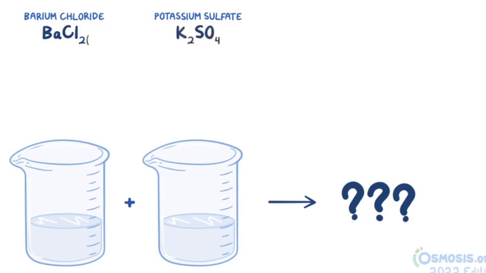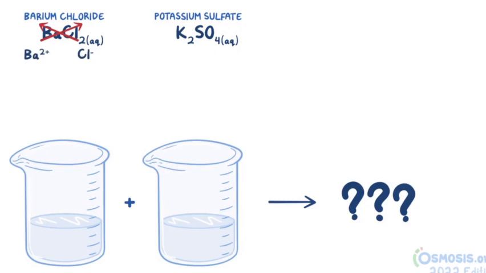Since both of these are aqueous solutions, we can write them out in terms of their constituent ions. By crossing over the subscripts to find charges, we find that barium chloride becomes barium 2 plus cations and chloride 1 minus anions in solution, or Ba2+ and Cl-.